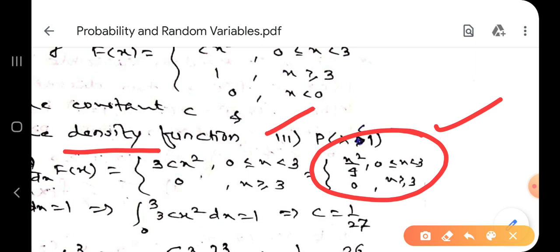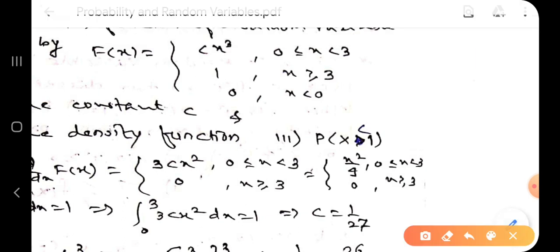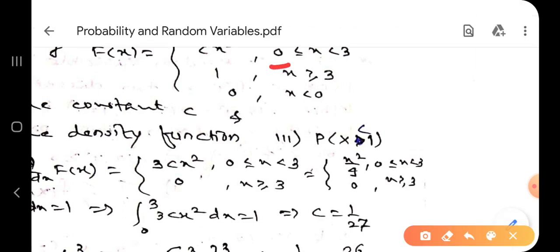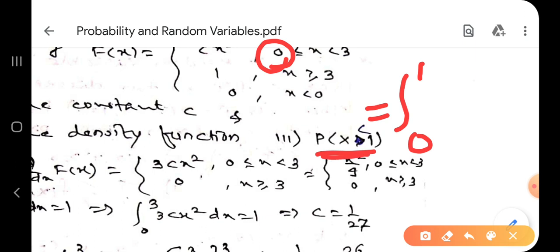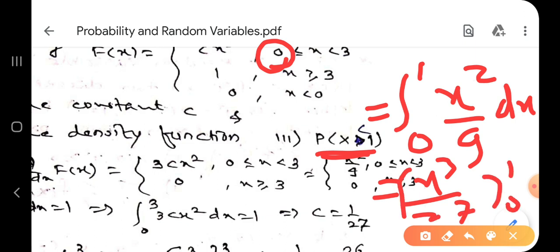Now the last question remains: P of x less than 1. X less than 1 means 0 to 1 because our range starts from 0. So integrate 0 to 1. P of x less than 1 is equal to the integral from 0 to 1 of x square by 9 dx. Integrating, it is x cube upon 27, 0 to 1. So your answer is 1 by 27.